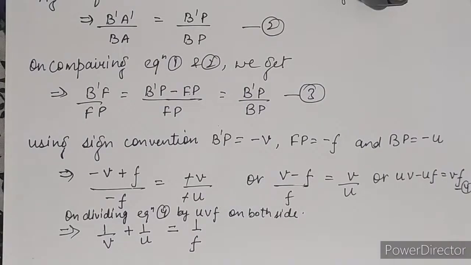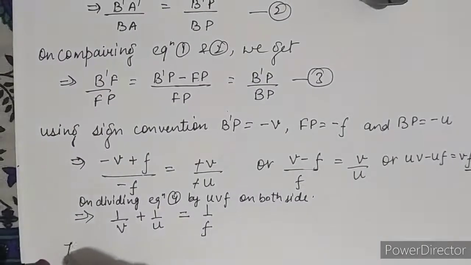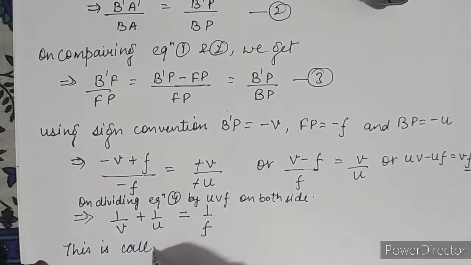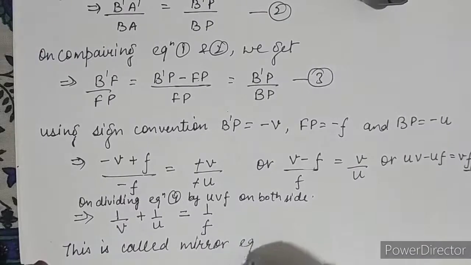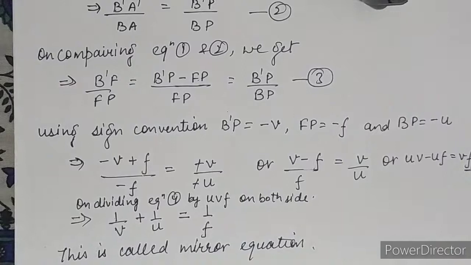Clear? Get my point? So this is the relation of the mirror equation. Okay, this is what, beta? This is your mirror equation. This is called the mirror equation. Okay, and even this equation is valid for both concave and convex mirror. Clear? This is about your mirror equation.